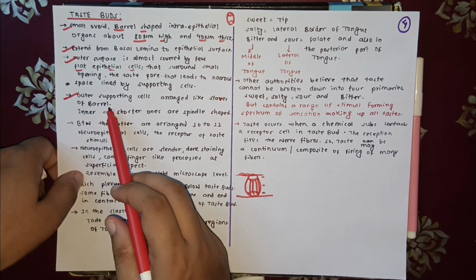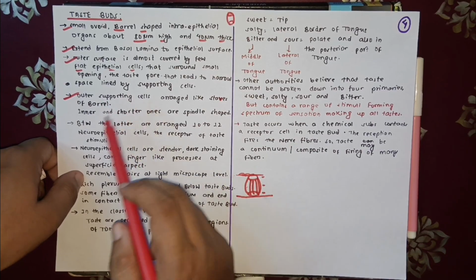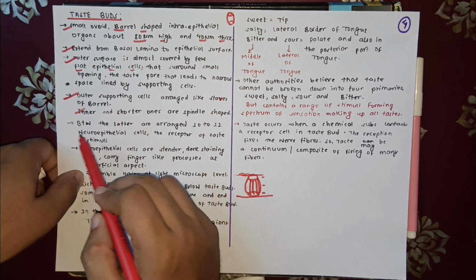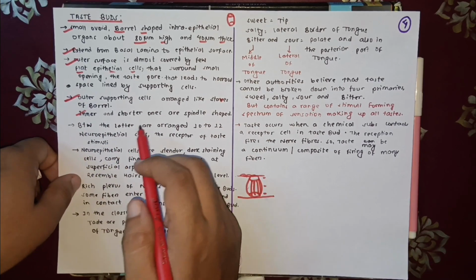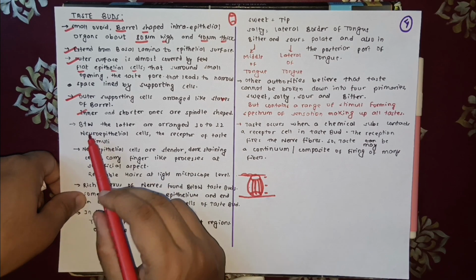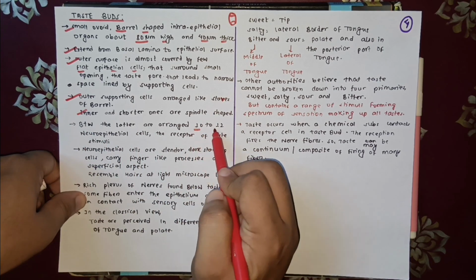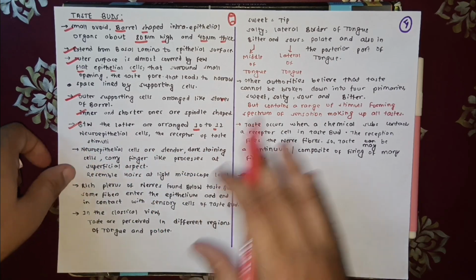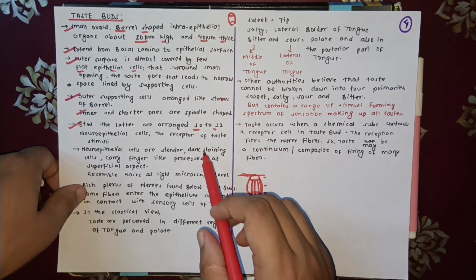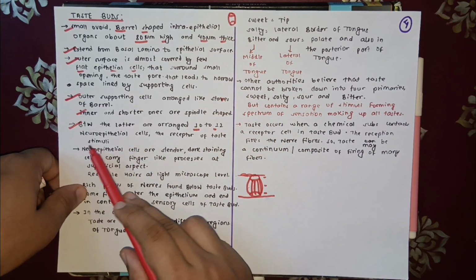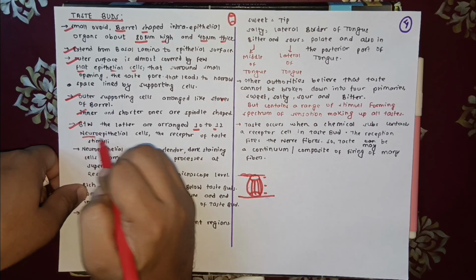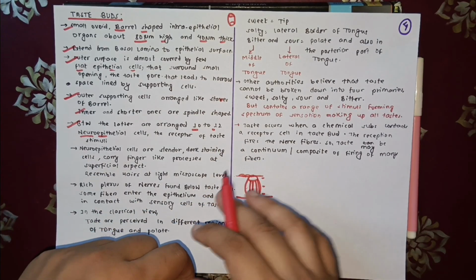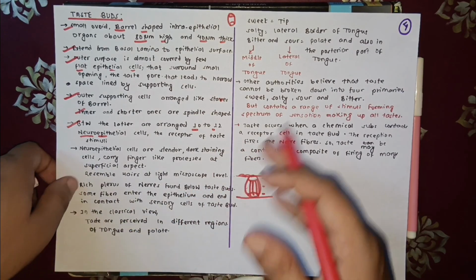So those steps of the barrel are similar to the outer supporting cells, and the inner and shorter ones are spindle shaped, okay. So the outer supporting cells are like steps of a barrel, and the inner and shorter ones are spindle shaped. Okay, in the next point, between the latter are arranged 10 to 12 neuroepithelial cells that are the receptors of the taste stimuli. So between those supporting cells, we can see the 10 to 12 neuroepithelial cells. And the name signifies that the epithelium also contains axon terminals. So there is also a connection of the nerves. That is the neuroepithelial cells.